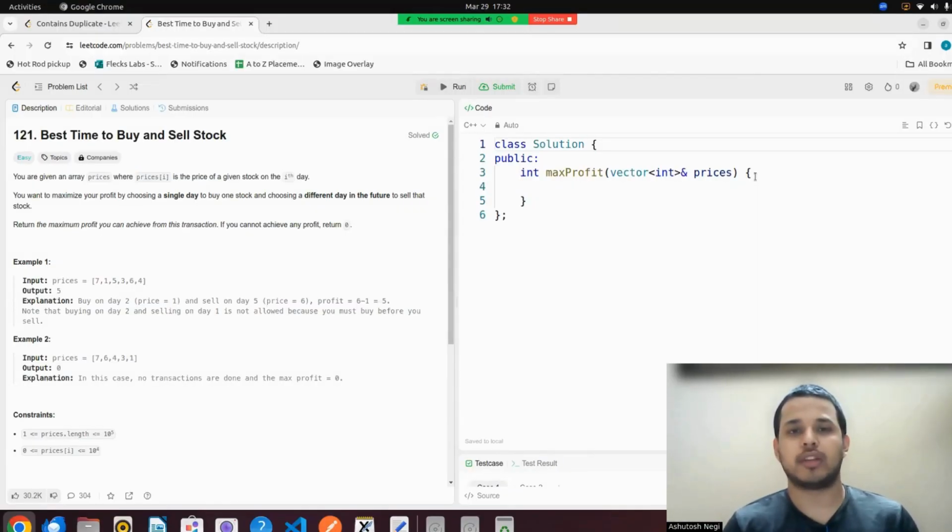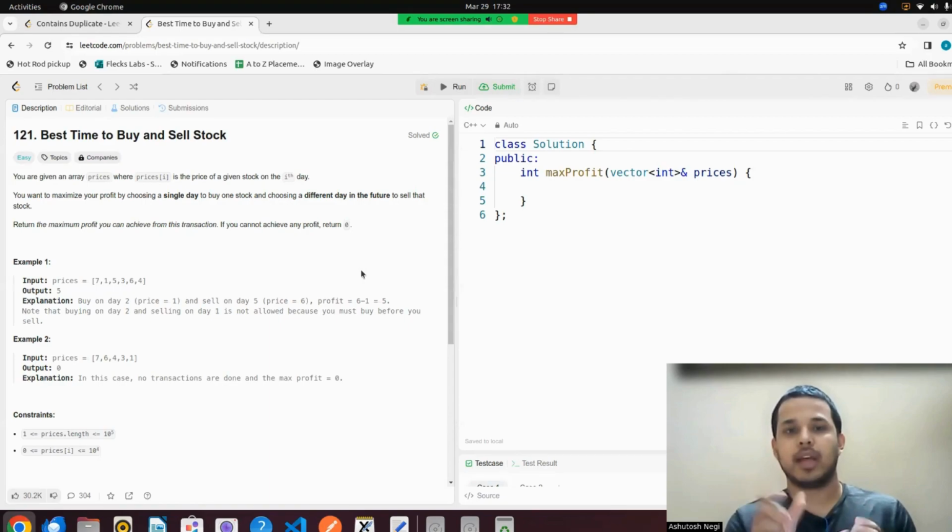So today we are going to solve the second problem of this series, the best time to buy and sell stock. Okay, the question is, you are given an array prices where prices[i] is the price of a given stock on the ith day. You want to maximize your profit by choosing a single day to buy stock and choosing a different day in the future to sell the stock. Return the maximum profit you can achieve from this transaction. If you cannot achieve any profit, return 0. So this is the question.